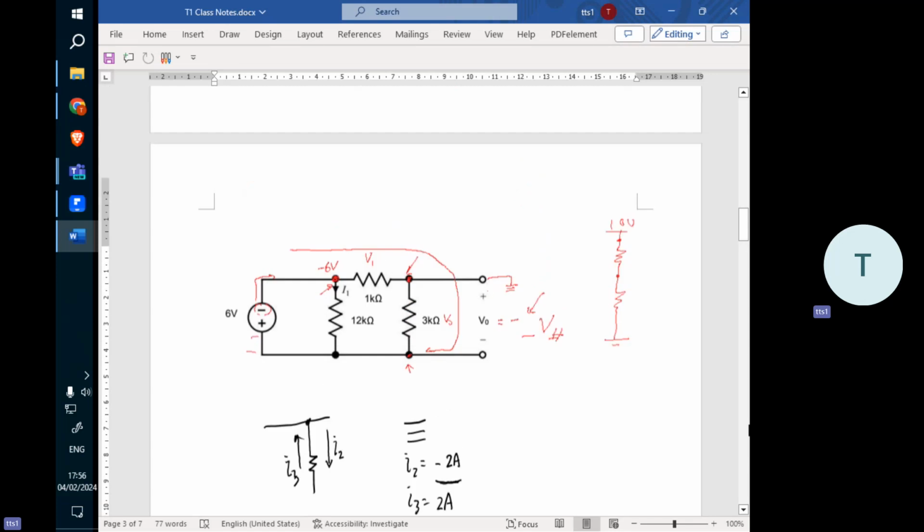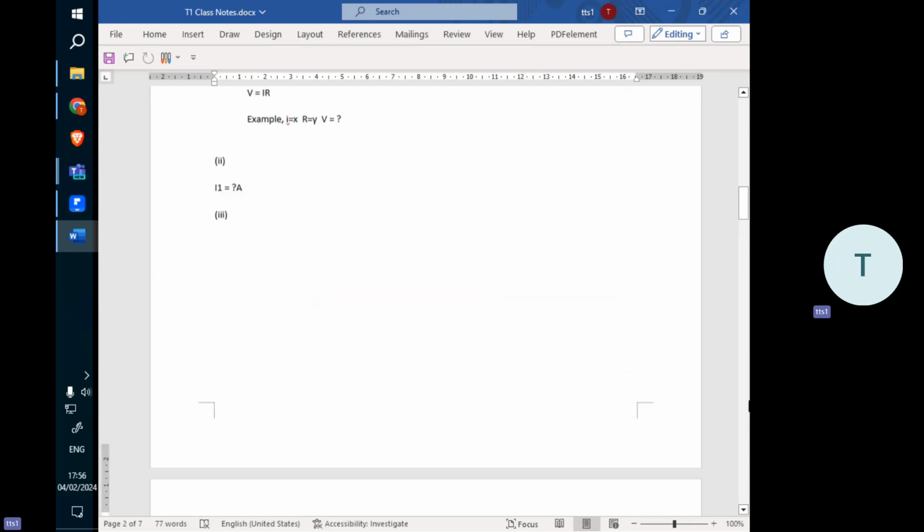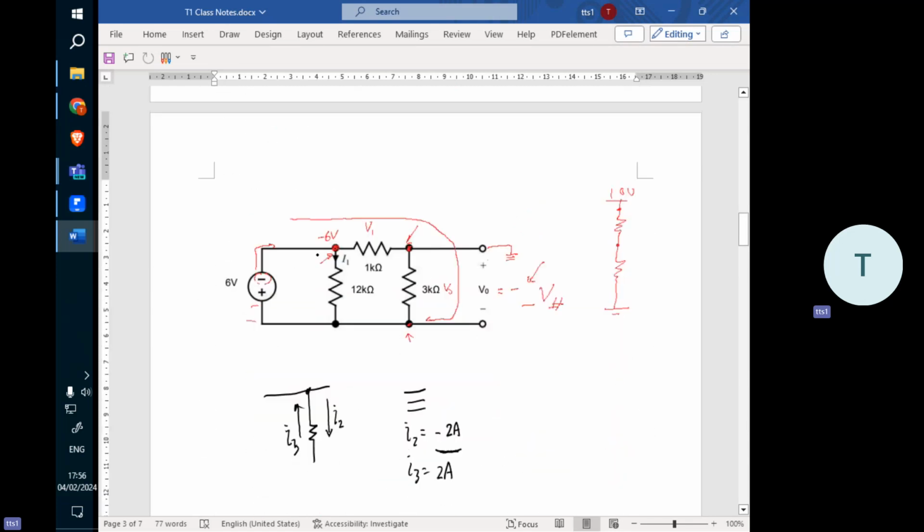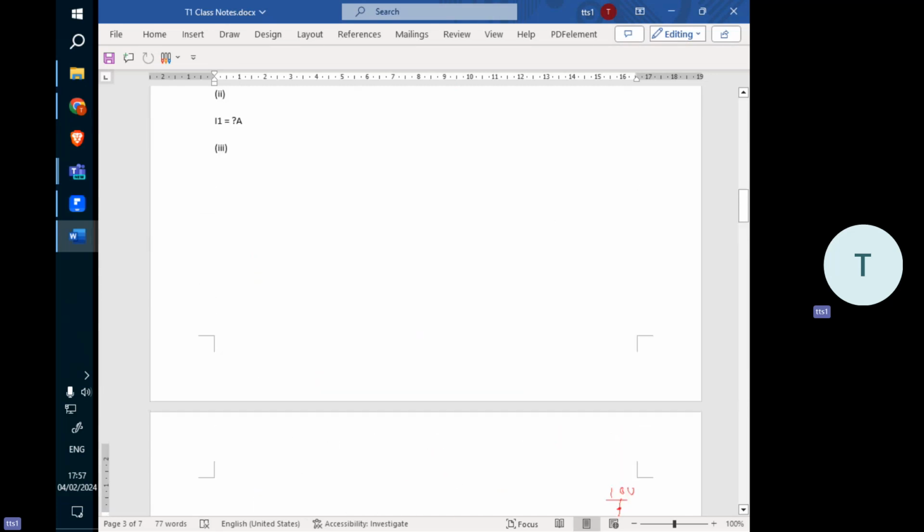So the question assumes that the current flows from top to bottom here. So the top is negative here, so the negative here is negative 6 volt. So whatever answer you get, it only indicates the direction of the current flow. So this is not a big deal actually. But what I can tell you, the answer is negative also.